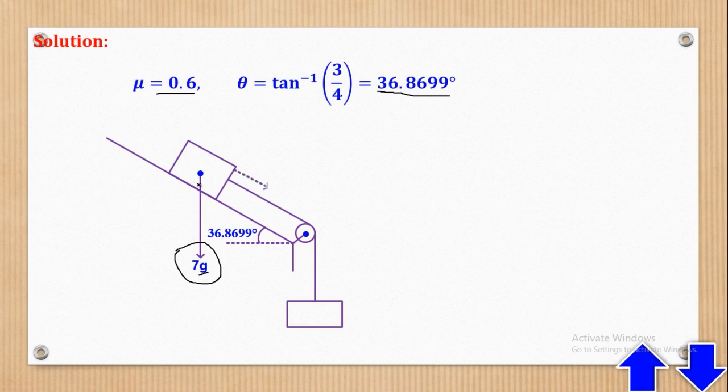Then we shall show the components of this weight. The component parallel to the plane will be 7g sin 36.8699 degrees, and the component perpendicular to the plane will be 7g cos 36.8699 degrees. Note that these components are represented by dotted lines, so always note that.